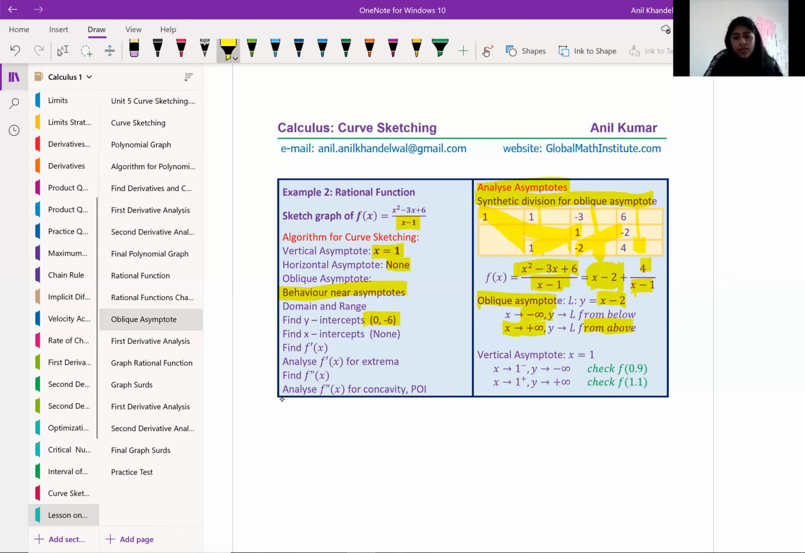So it hits below the line. Do you understand now? So that is how we see when x is approaching negative infinity, the graph of the function approaches the oblique asymptote below the line. But when we are approaching on the positive side, it is approaching above the line. Is that clear to you?